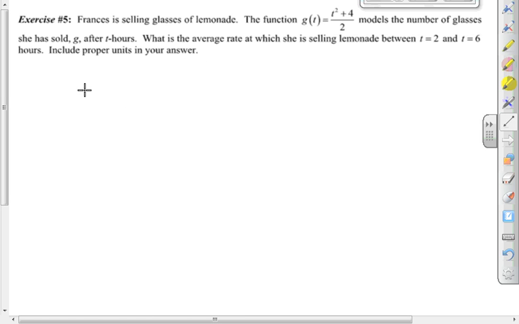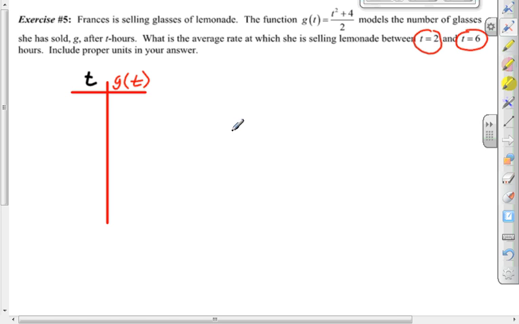So my suggestion when we encounter a problem like this is to create a t-chart. Our input is hours, we use t, and our output will be g of t, glasses sold. And I also want to find the interval over which they want us to find the average rate of change. Time 2 and time 6.